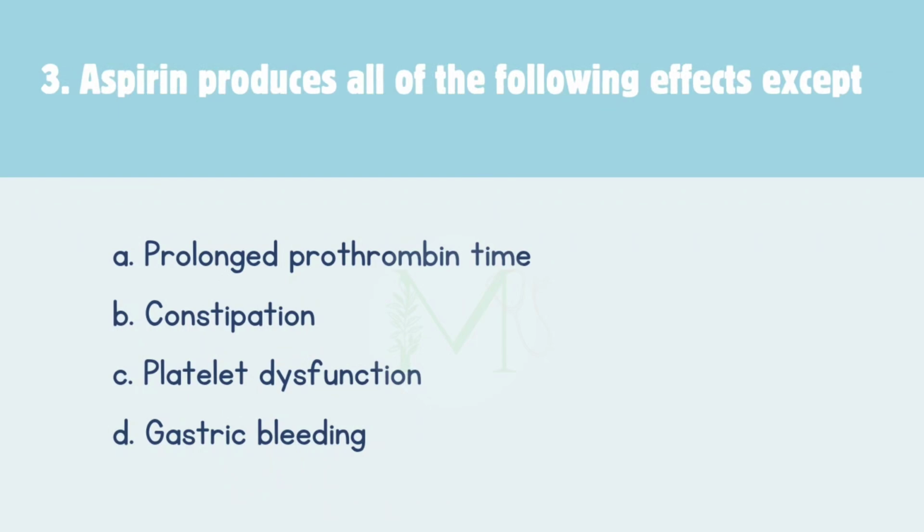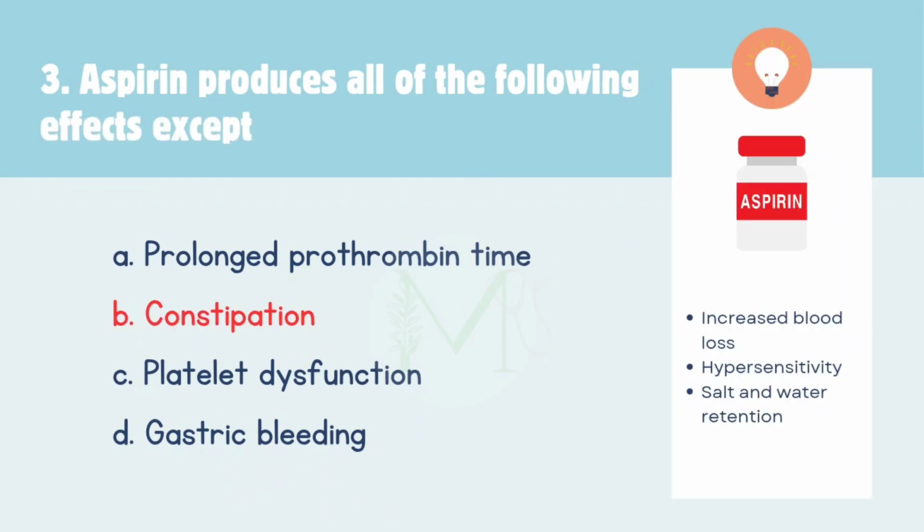Prolonged prothrombin time. Aspirin does not prolong prothrombin time. Instead, it interferes with platelet function by irreversibly inhibiting COX-1, thereby reducing thromboxane A2 synthesis. Prothrombin time is associated with coagulation factors, not platelets. The second option is constipation. Actually, this is the correct option. Aspirin does not cause constipation. In fact, it often causes gastrointestinal irritation, leading to diarrhea or dyspepsia in some cases.